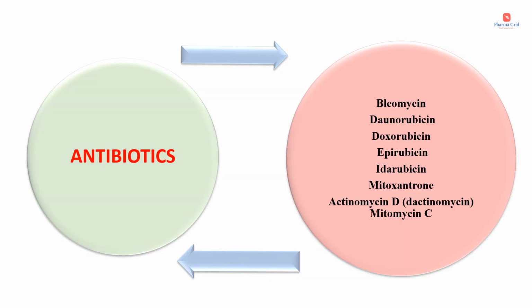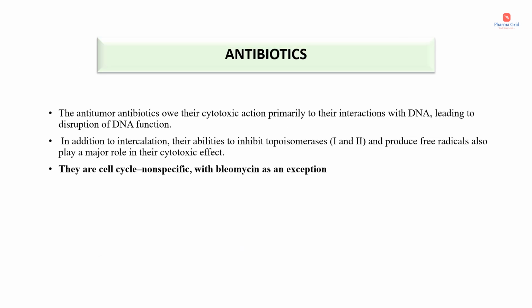Now the next category of anti-cancer drugs is antibiotics. The antibiotics that can be used as anti-cancer drugs include bleomycin, daunorubicin, doxorubicin, epirubicin, idarubicin, mitoxantrone, actinomycin D, and mitomycin C. Actinomycin D is also known as dactinomycin. So what will these antibiotics do?